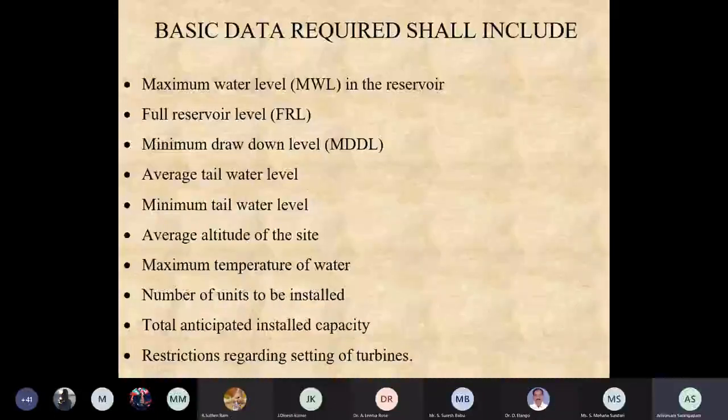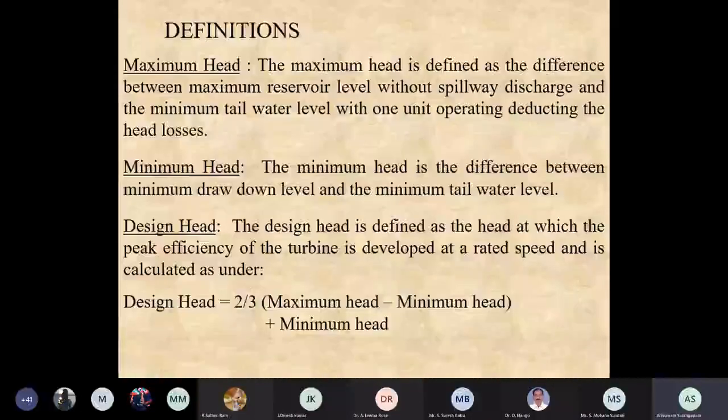And the definition: what is the maximum head? The maximum head is defined as the difference between the maximum reservoir level without spillway discharge and the minimum tailwater level with one unit operating, deducting the head loss. And the minimum head is the difference between the minimum drawdown level and the minimum tailwater level.